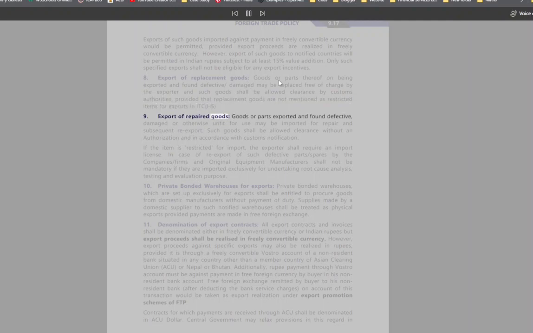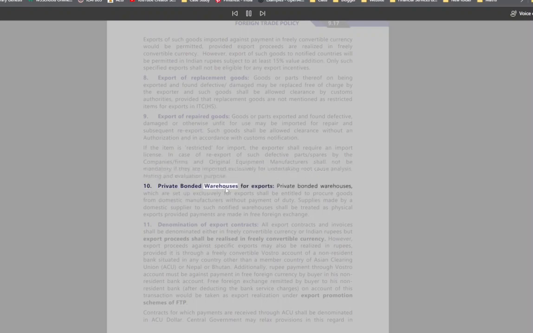9. Export of repaired goods. Goods or parts exported and found defective, damaged, or otherwise unfit for use may be imported for repair and subsequent re-export. Such goods shall be allowed clearance without an authorization and in accordance with customs notification. If the item is restricted for import, the exporter shall require an import license. In case of re-export of such defective parts/spares by the company/firms and original equipment manufacturers shall not be mandatory if they are imported exclusively for undertaking root cause analysis, testing, and evaluation purpose.